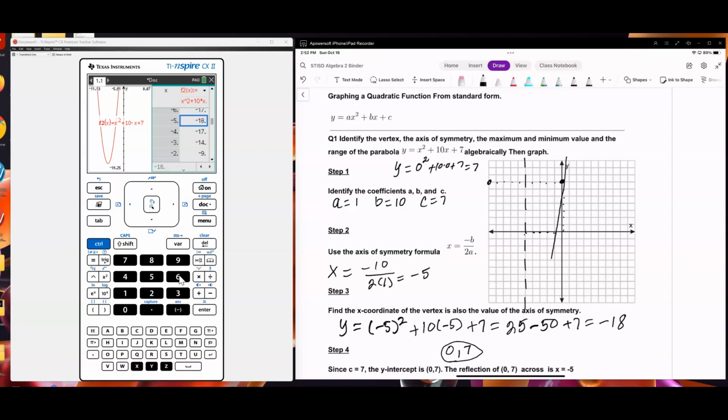I know my vertex is way below, so I'm not going to be able to graph the picture there, but you have some understanding of it. We do know that the domain is all real numbers.